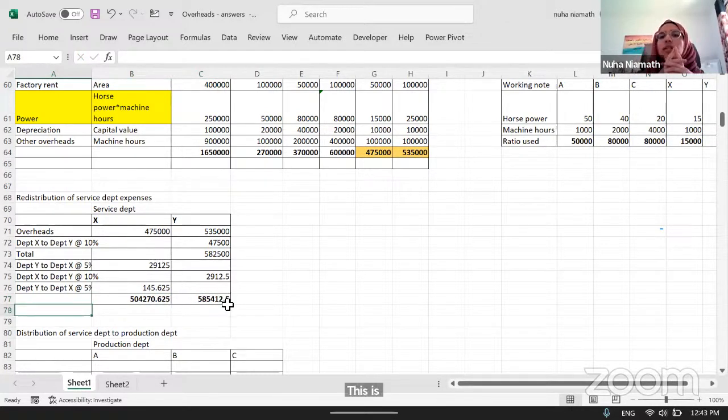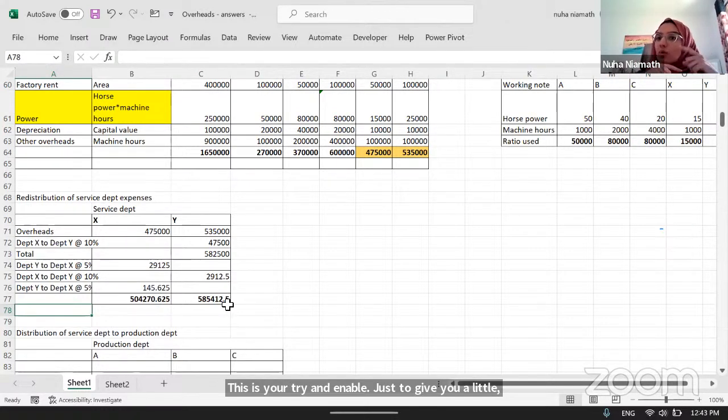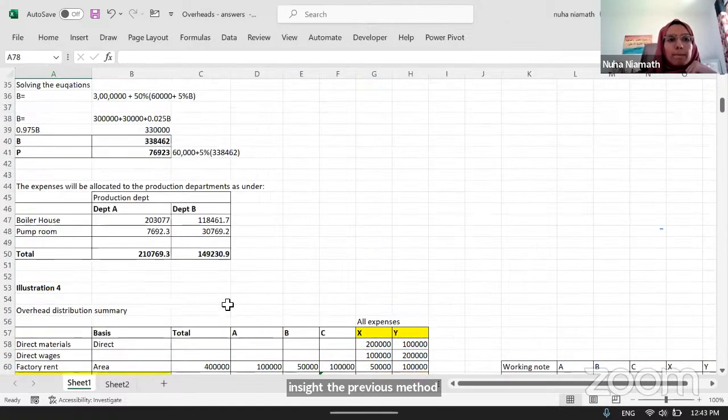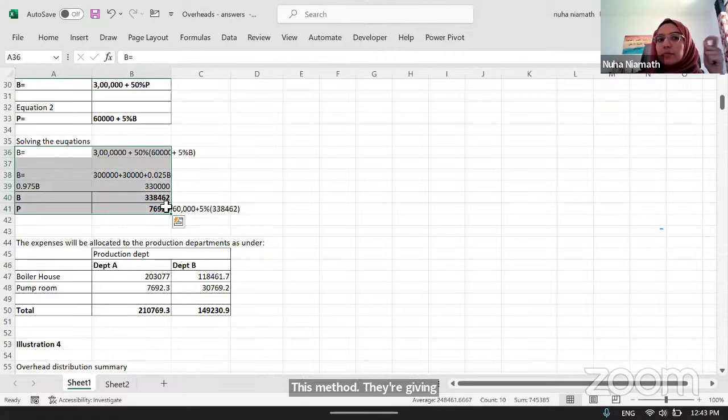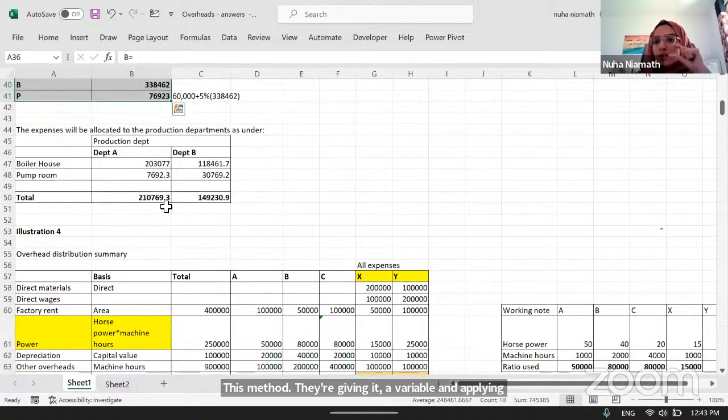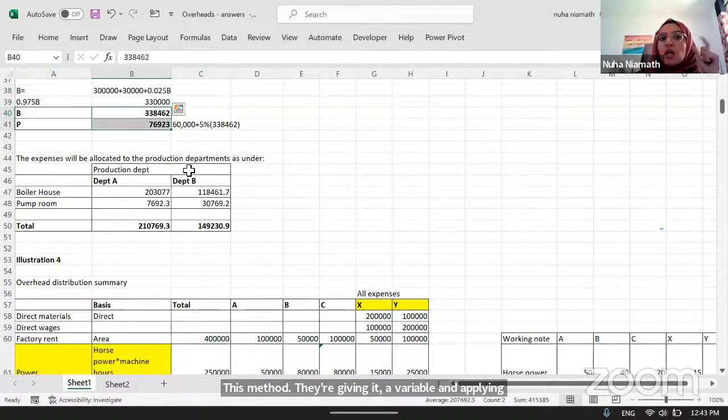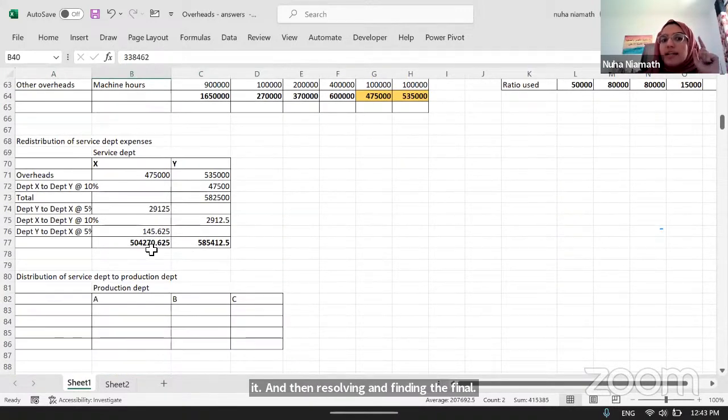So just to give you a little insight, the previous method that we used, the simultaneous equation method, let me just go back. This method, correct? Where we are giving it a variable and applying it and then resolving and finding the final amounts, versus this trial and error method, will actually give you the same amount.